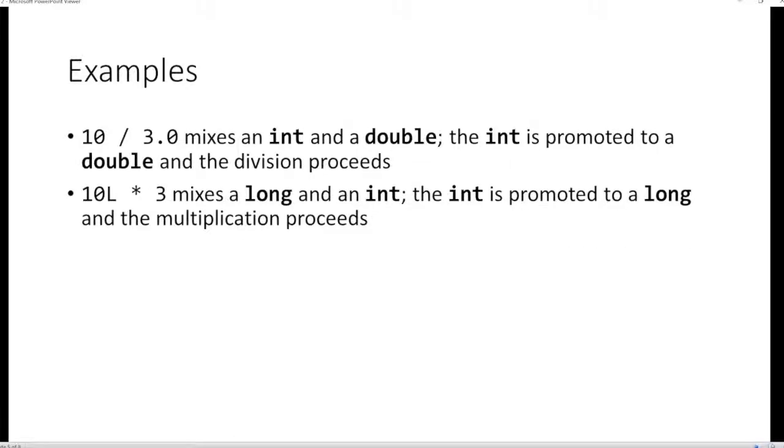We saw these examples. The bottom one, I have the 10L times 3. The L designates the 10 as long. The 3 is implicitly int. I have a long int mixed data type. The int has to be converted to a long because the long is bigger, and then the multiplication occurs.